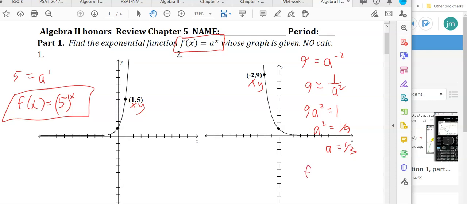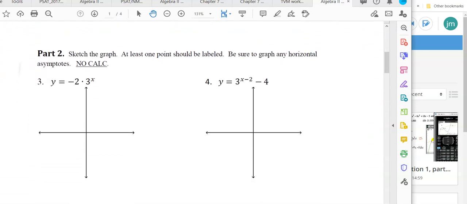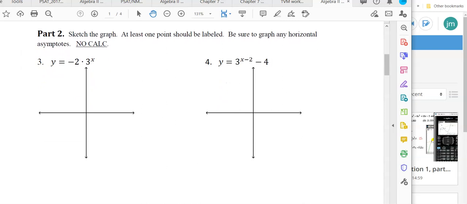And so it would be f of x equals 1/3. Try to put that in parentheses, to the x. At least one point should be labeled. Be nice to label more than one.